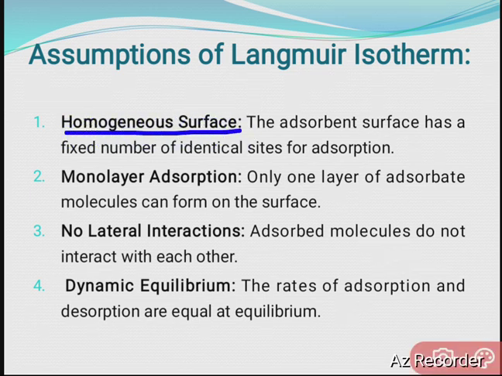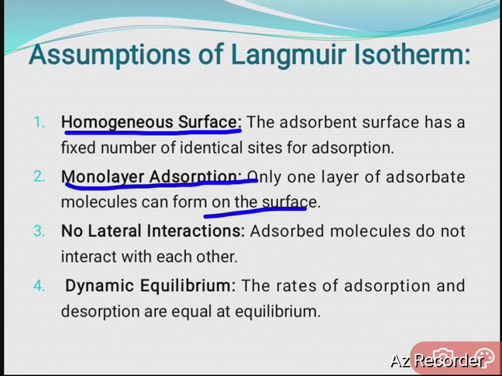Okay, next, the second one is the assumption of monolayer adsorption. It means only one layer of adsorbate molecules can form on the surface. The adsorbate forms a single layer on the adsorbent surface. Okay, this is about the monolayer adsorption. There are no multilayers. In this case, only a single layer of adsorbates forms on the surface of the adsorbent.